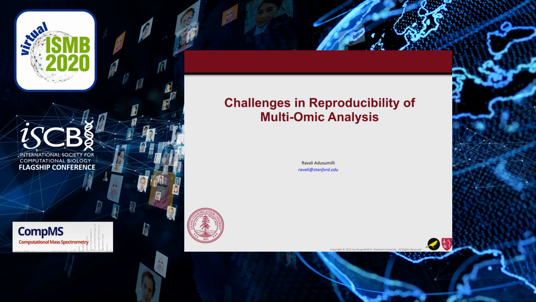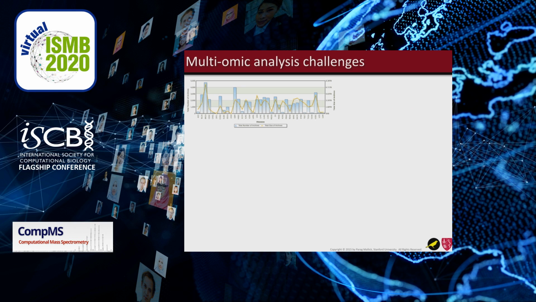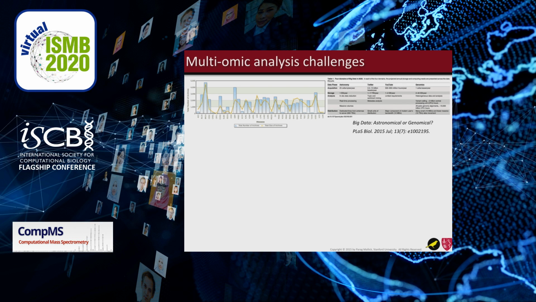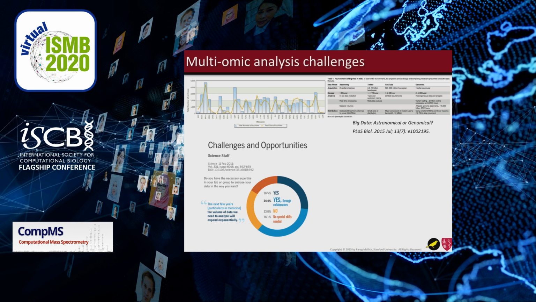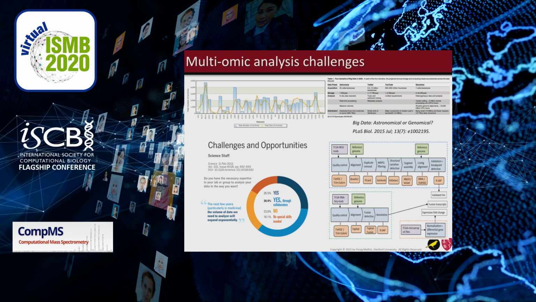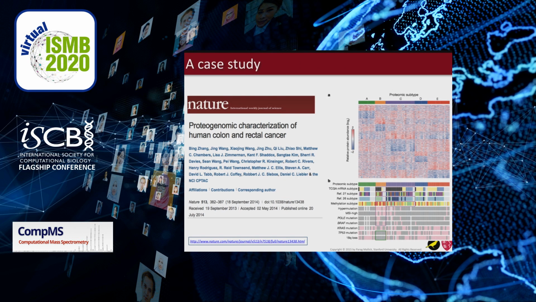Today I'm going to talk about challenges in reproducibility of multi-omic analysis. So, what are the current challenges in multi-omic analysis? First, there's a lot of data. Second, the data is continuously growing. Third, the domain knowledge is isolated. And finally, data analysis is complicated. A simple analysis has many steps, and each step can be performed by multiple tools with dozens of parameters.